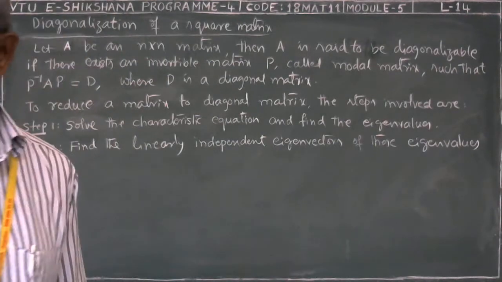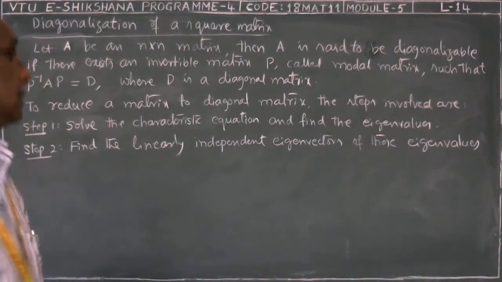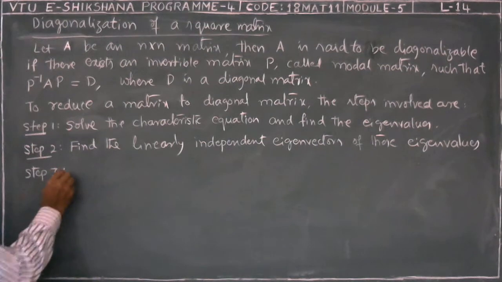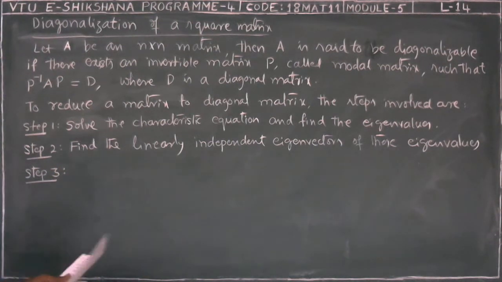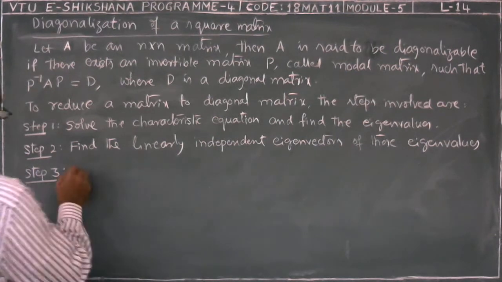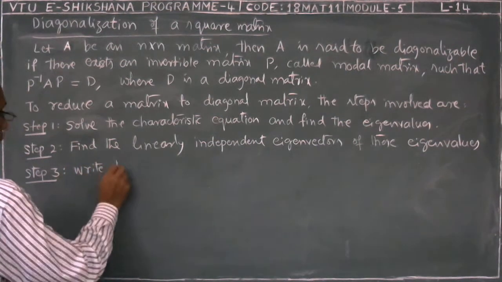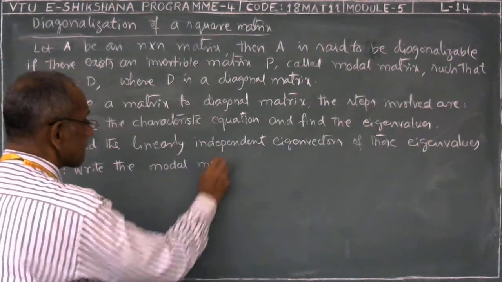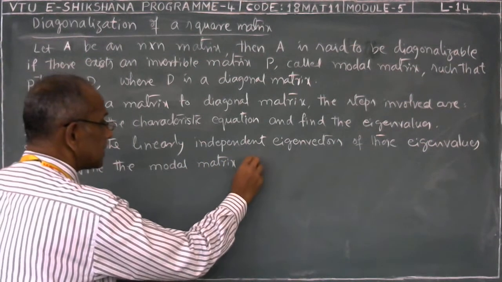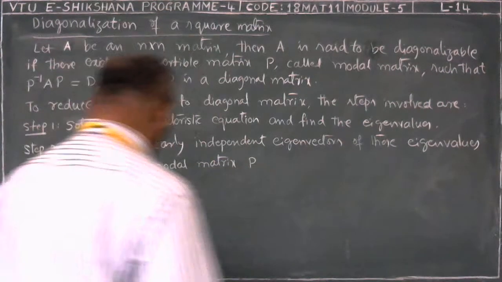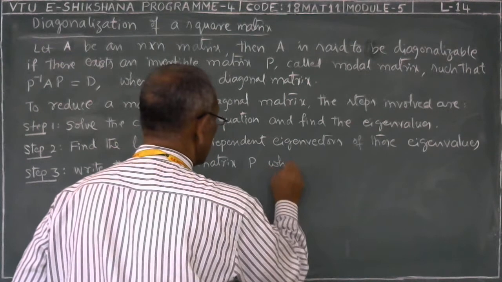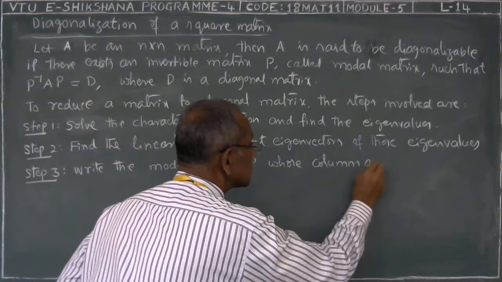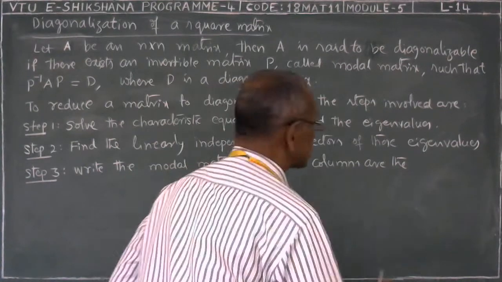Eigenvalues. Okay. As step three, write the modal matrix P, whose columns are the eigenvectors.